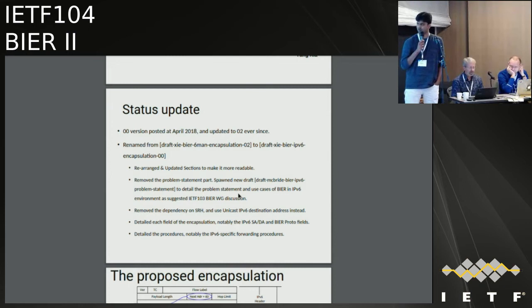And we have added some more details with respect to each field of the encapsulation and the forwarding procedures which need to be followed. We'll look at those details further. Next slide, please.